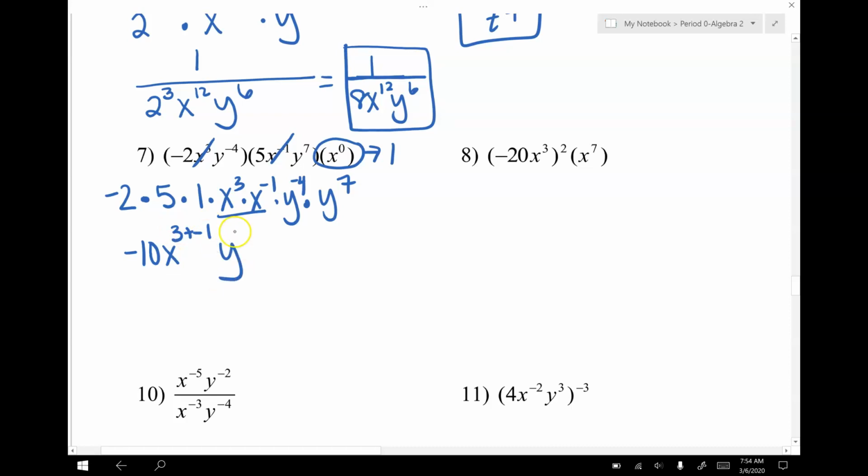Then y to the -4 times y to the 7th. We add the power. So the final answer is -10 x squared y to the what? 3rd. Do I make that -10? Do I move it to the bottom? No, because is that a power? No, it's a real number.